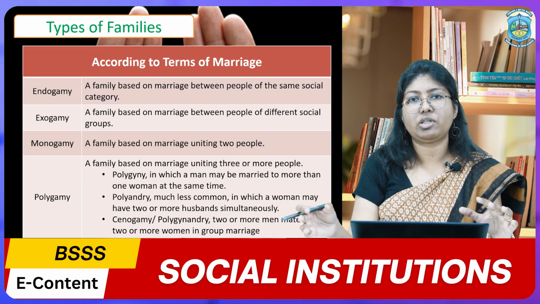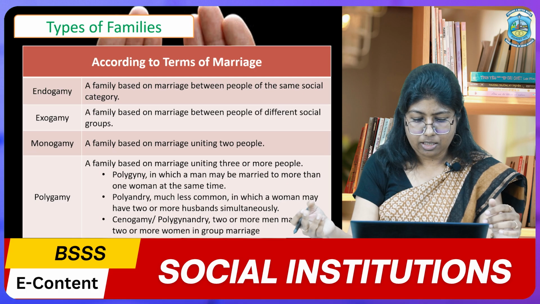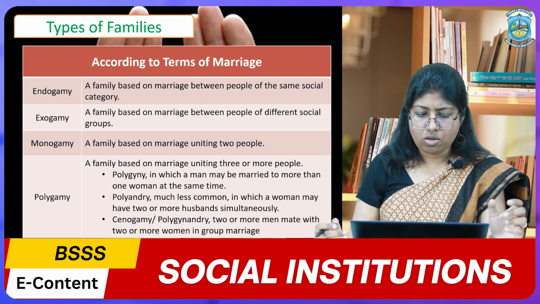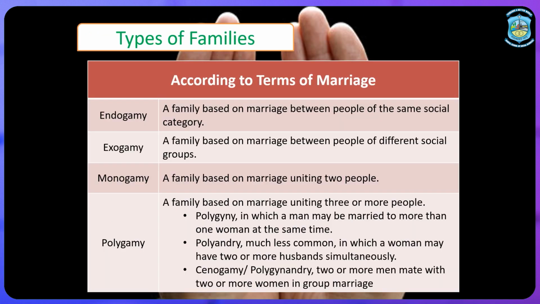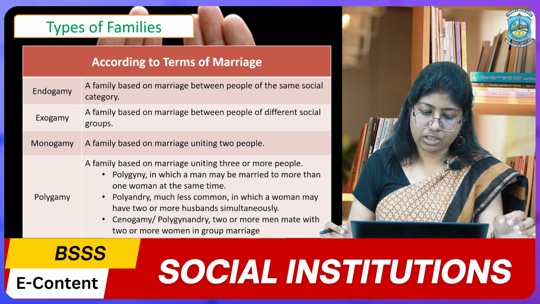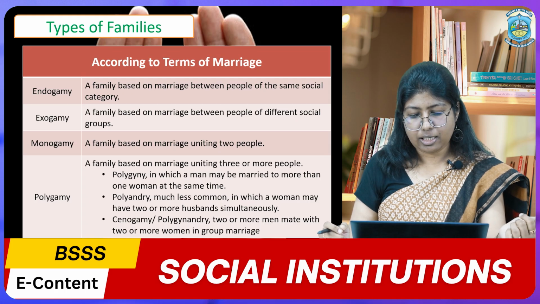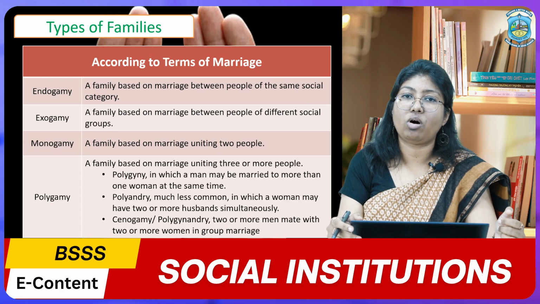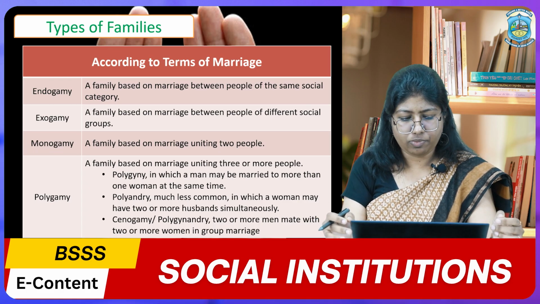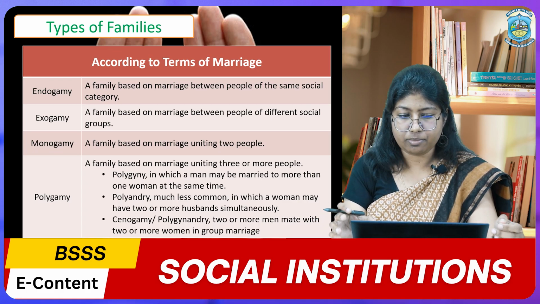So, polygamous will refer to multiple people in the marriage, and here we have certain subcategories also. Polygyny is where a man may be married to more than one woman at the same time. So, one man marrying many women, this is what polygyny refers to. On the other hand, if it is a single woman who is marrying multiple men, that is polyandry. And synogamy or polygynandry refers to two or more men who are mating with two or more women. So a group marriage is what we call synogamy or polygynandry.